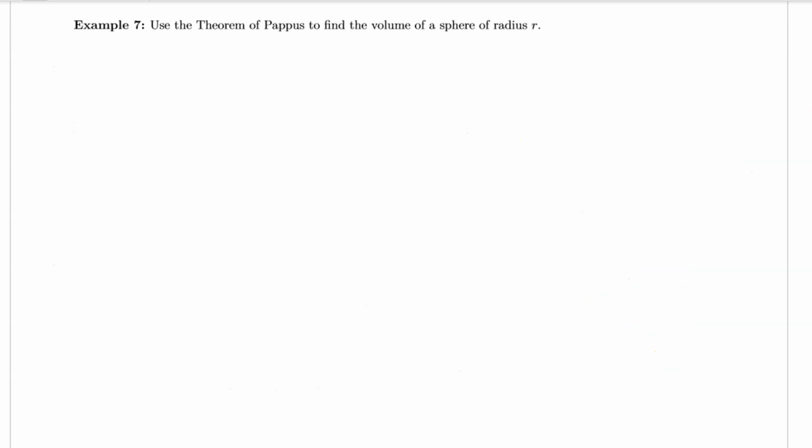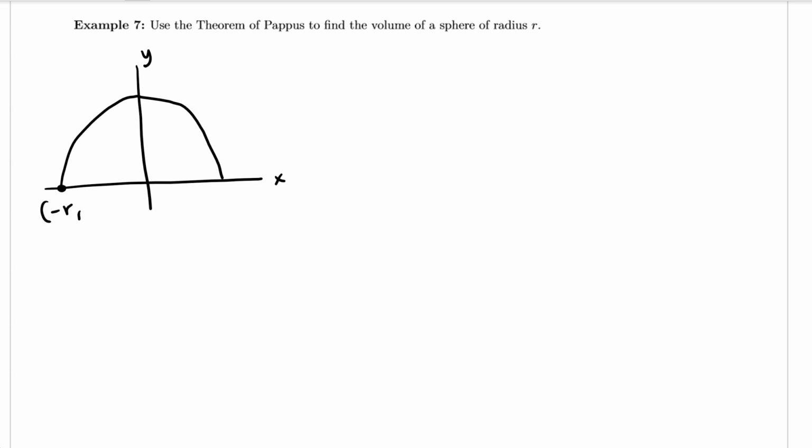Example 7 says use the theorem of Pappus to find the volume of a sphere of radius r. Let's approach this by drawing a semicircle on the xy plane. This ordered pair is going to be negative r comma 0. This one's going to be r comma 0. And then the highest point on our semicircle will be 0 comma r. And if we wanted to get a sphere out of this, we would take the region bounded by the semicircle on the x-axis and rotate it about the x-axis, and that would give us a sphere.